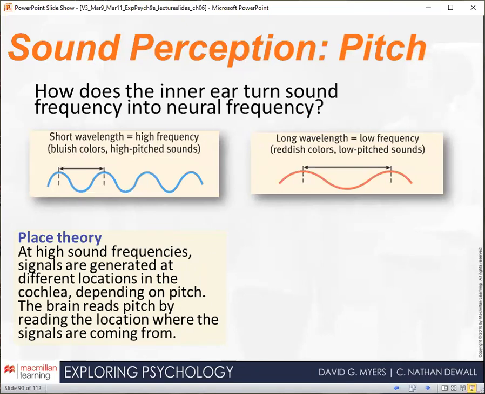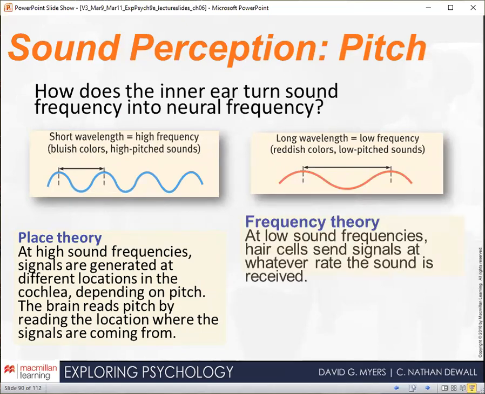Where it's being stimulated will be the key thing, and that's how we will interpret that particular high sound frequency. Another one is called frequency theory. At a really low sound frequency, hair cells send signals at whatever rate the sound is received. So low sounds, it's going to send at whatever rate it's being received.